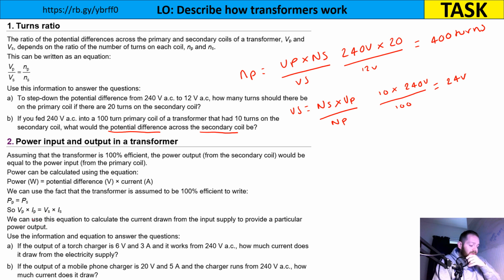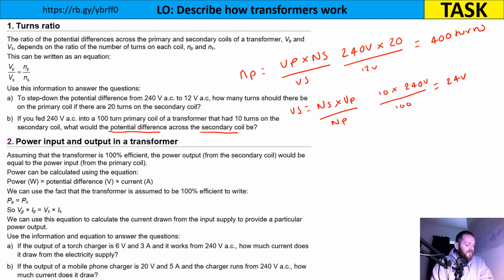Right, now we're moving on to using the second equation. It says, assuming that the transformer is 100% efficient, we know it's not, but let's assume it is, the power output from the secondary coil would be equal to the power input from the primary coil. Power can be calculated using this equation: power equals potential difference multiplied by current. We can use the fact that the transformer is assumed to be 100% efficient to write that the power on the primary is equal to the power on the secondary.